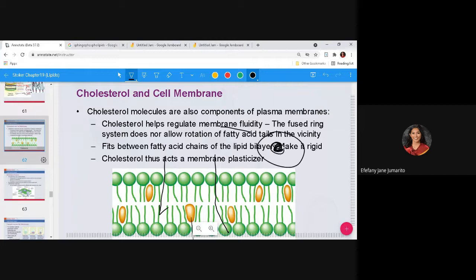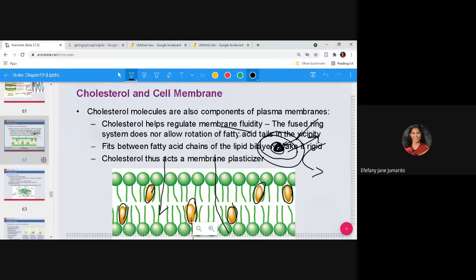Okay, here's the cell, then the lipid bilayer. So it's very selective about who is allowed to enter or exit. Now, your cholesterol, this one, gives rigidity to your plasma membrane or to your lipid bilayer. So we have that one.